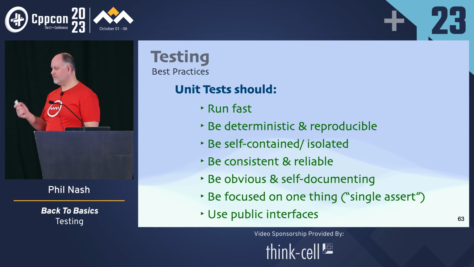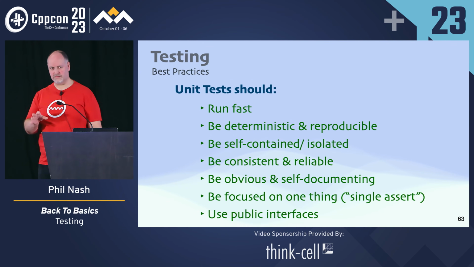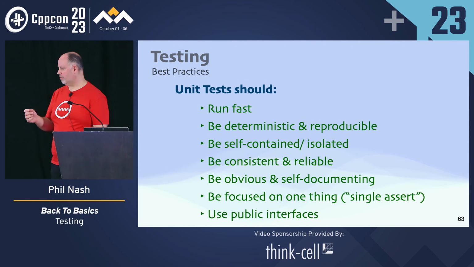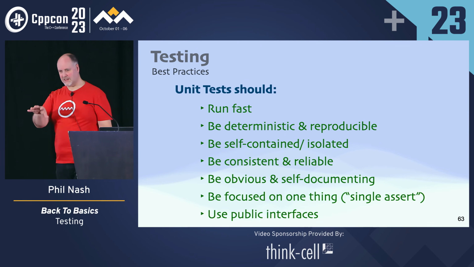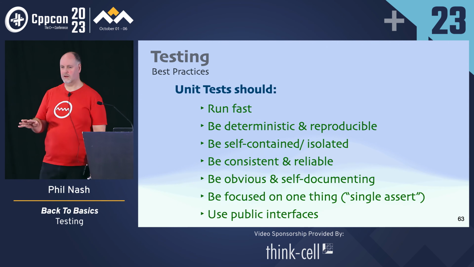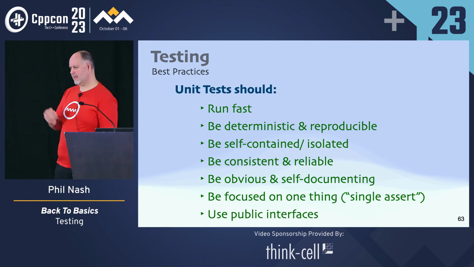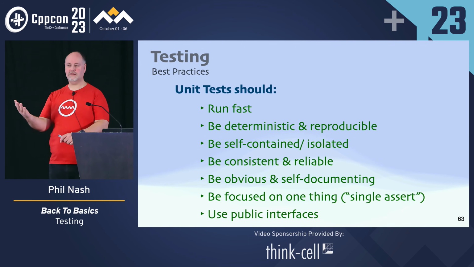Be obvious and self-documenting. This is, I think, subtle but really important. If our test code is complex to read, like a lot of our production code is, then how are you going to be able to say, well, I can see that that's correct?